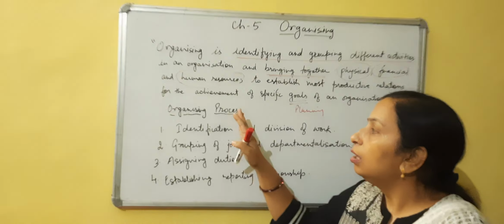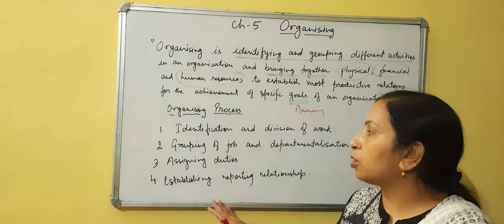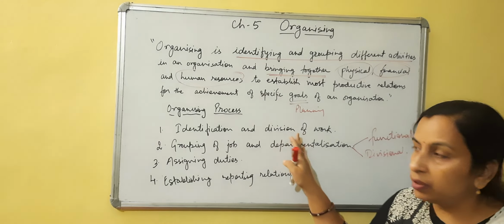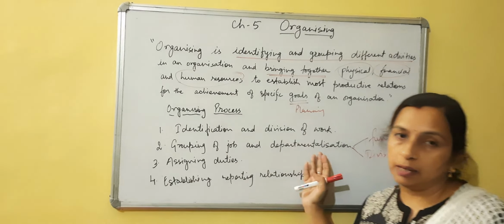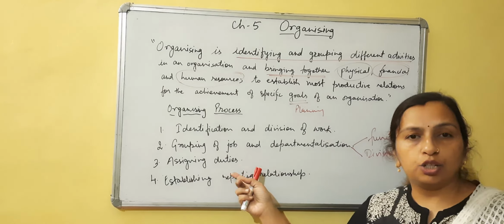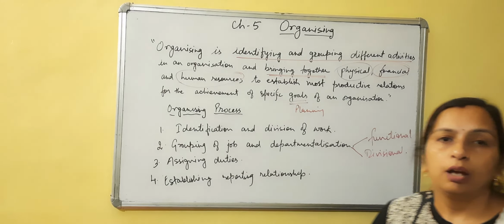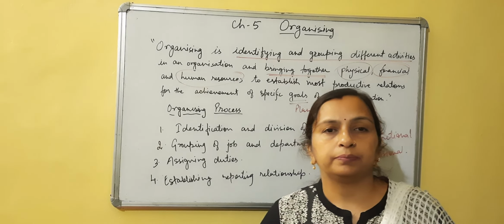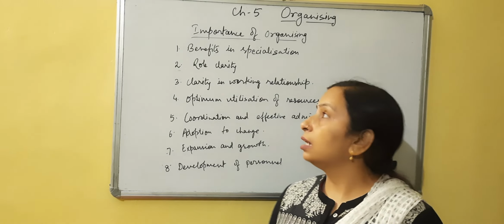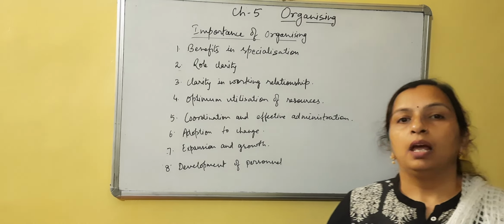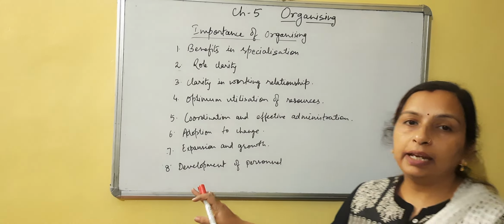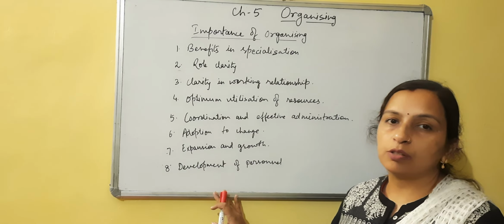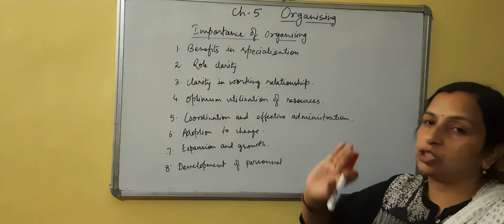So these are the 4 steps in the organizing process: identification and division of work, then grouping of jobs and departmentalization, assigning duties, and then reporting relationship. Now next is the importance of organizing. Now there are 8 points of importance of organizing. First is benefit of specialization.